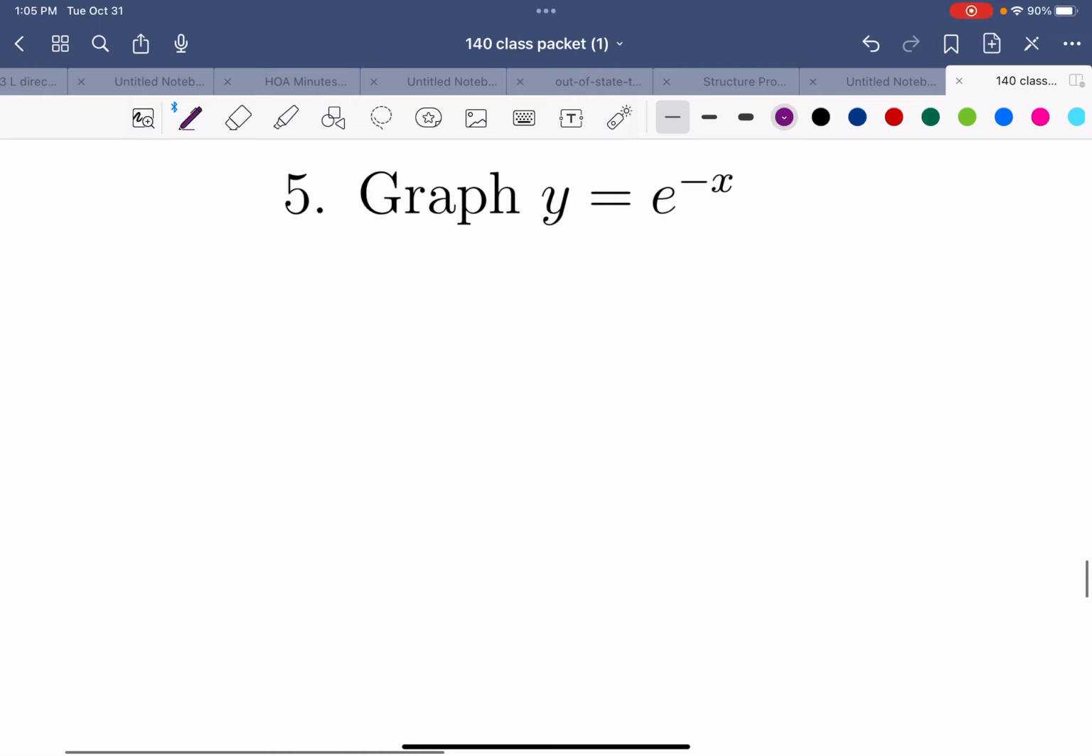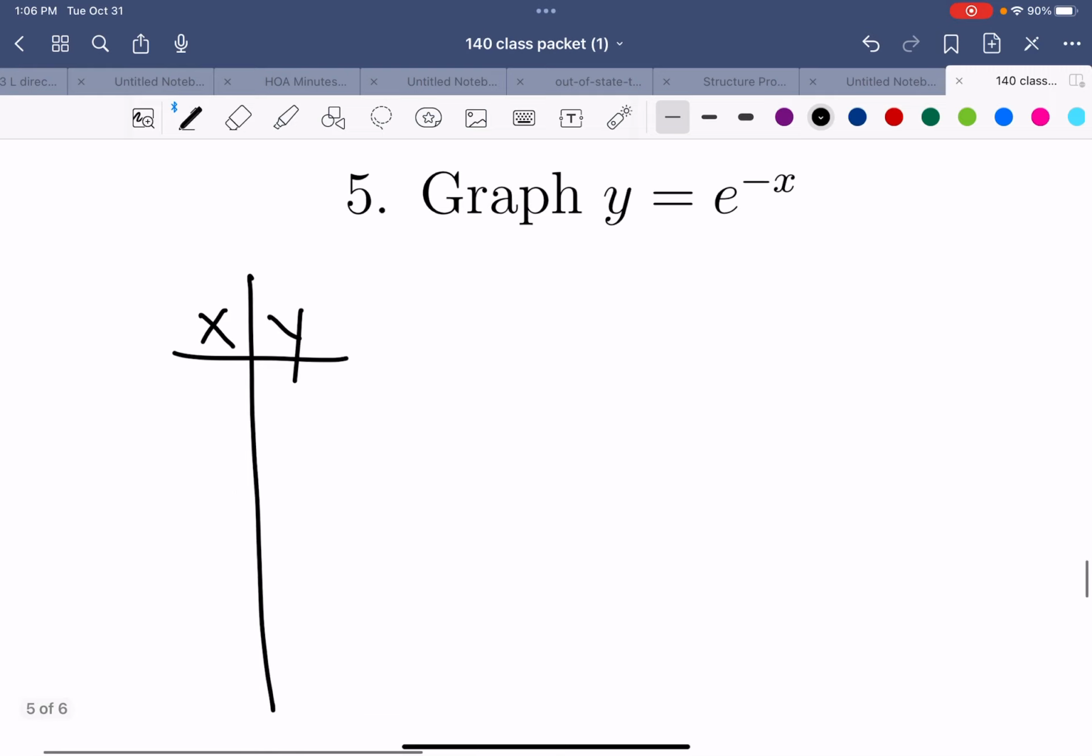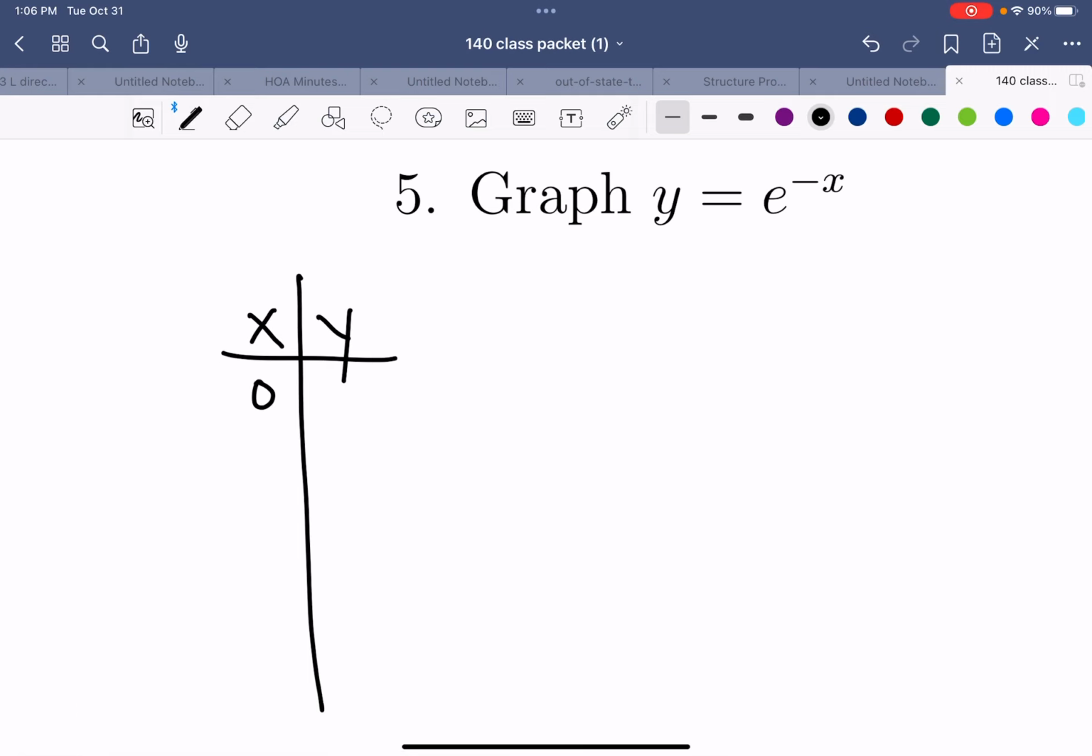Here we're going to graph y equals e to the minus x. So we're getting into our exponentials with e, or the natural exponential function. And again, we're going to go 1, 0, 1, -1, 0, 1, 2, -1, -2. So when we plug in 0, we get 1. When we plug in 1, we get e to the -1, which is 1 over e. And when we divide that through, we get 0.368.